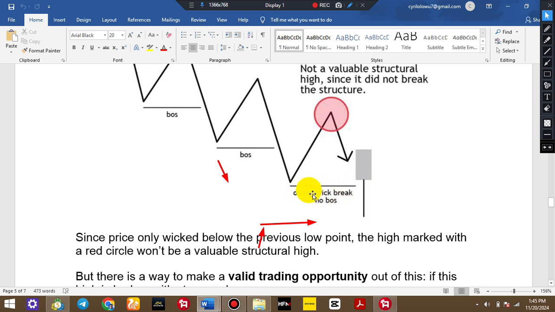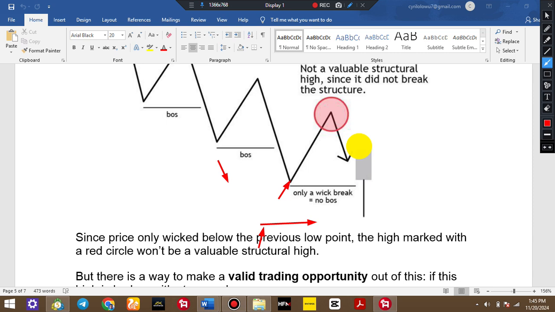So you'll be expecting price. For those of you who don't understand break of structure, you'll be thinking that this is a break of structure. No, this is not a break of structure. One, this body didn't close below this low, which is this part, right? This body didn't close, rather it was a weak sweep. So immediately this body didn't close, this is not a good high. That is why they say it is not a valuable structural high, since it did not break the structure. It is only the one that breaks structure that is valid.